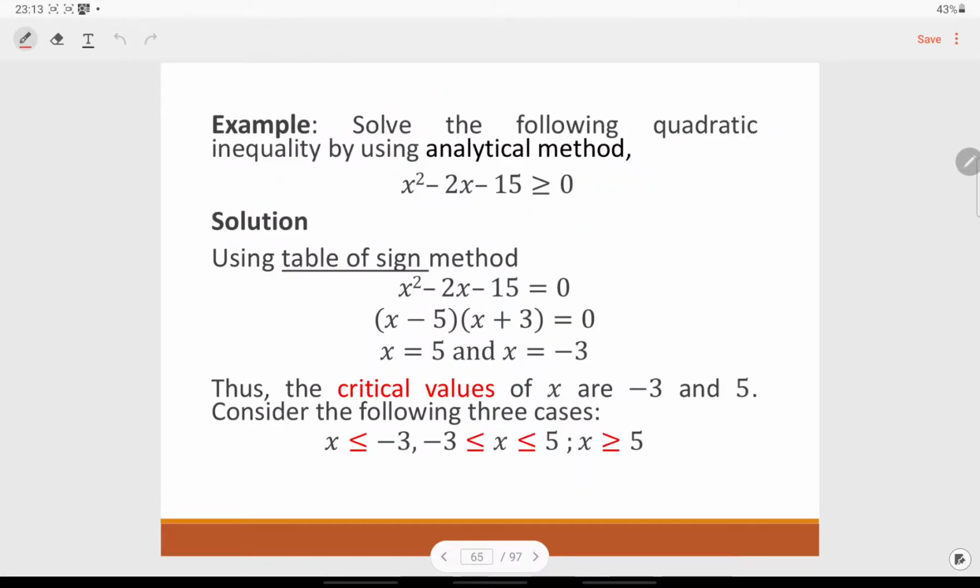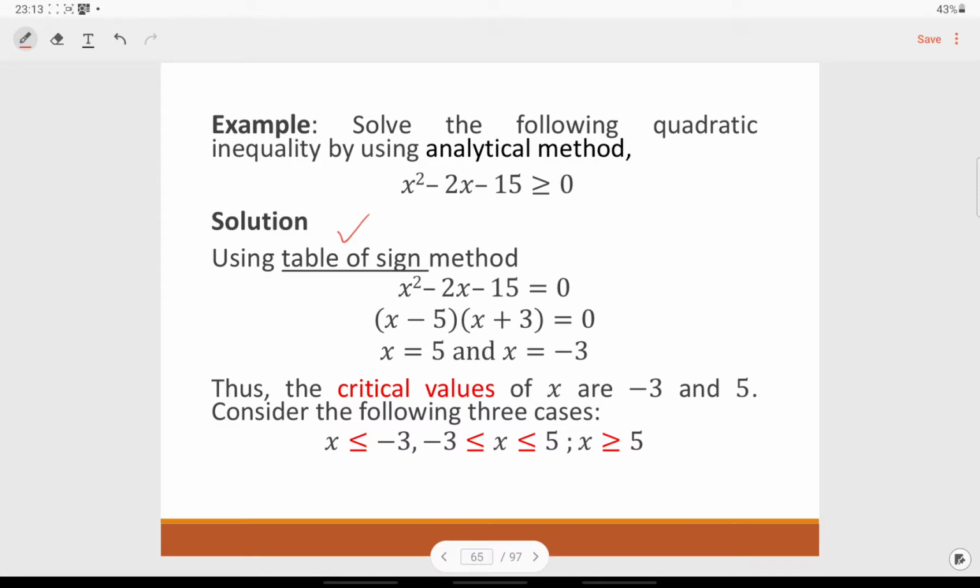Okay. And the third one. Solve the given quadratic inequality by using analytical method. So this time we use table of sign method. So again, we factorize the given expression. A quadratic expression becomes x minus 5, x plus 3.